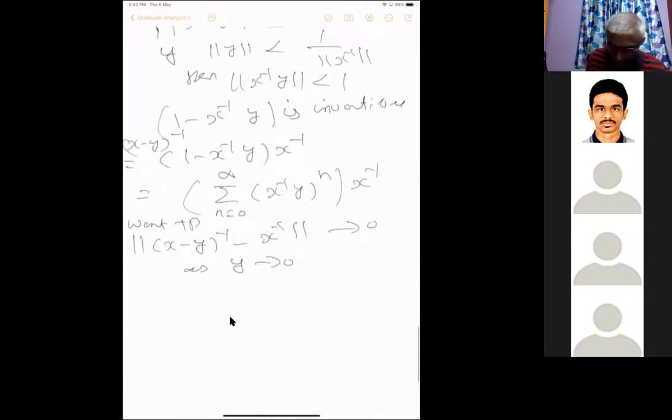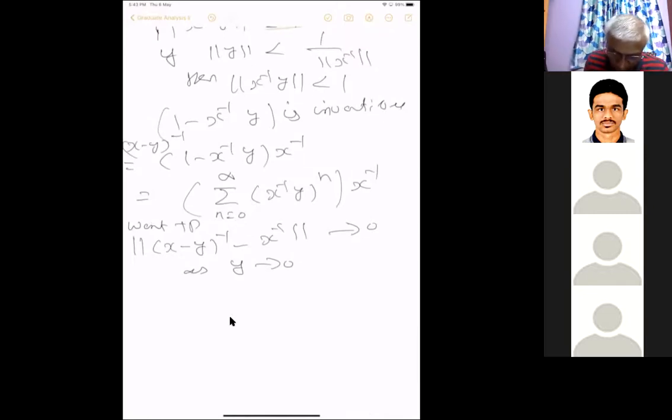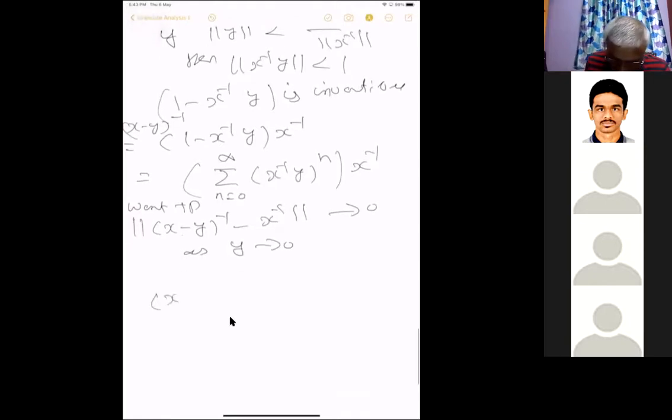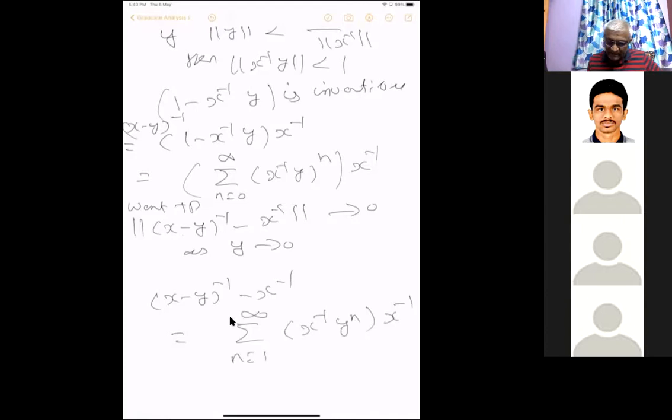Okay. So this is what we want to prove. But then we have already written what x minus y inverse is. So norm of x minus y inverse minus x inverse, using that summation. The summation will start from n equal to 1 to infinity of x inverse y to the power n, times x inverse, right? That's what x minus y inverse minus x inverse is. At n equal to 0, it is just x inverse. This will become identity. Sorry, this power n is outside.